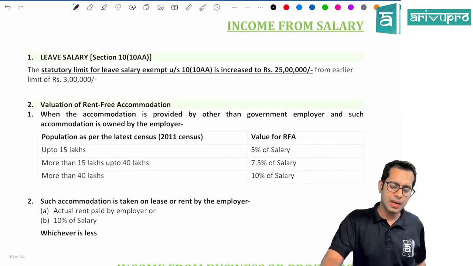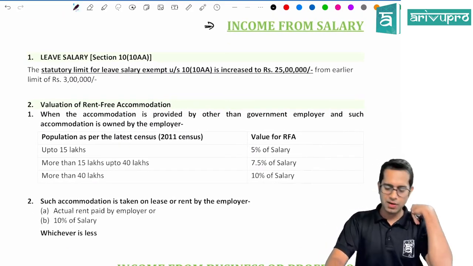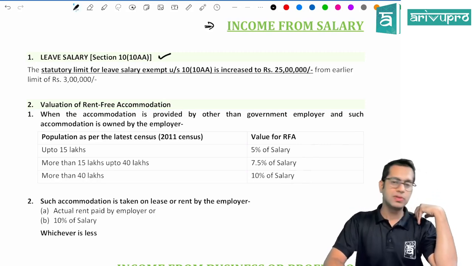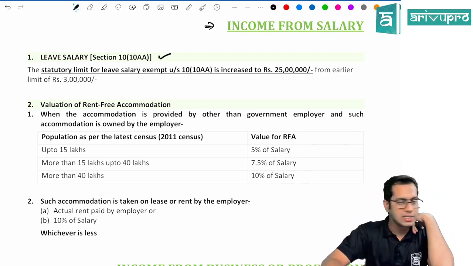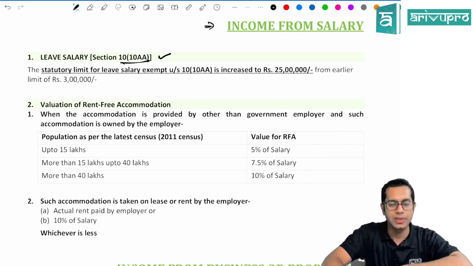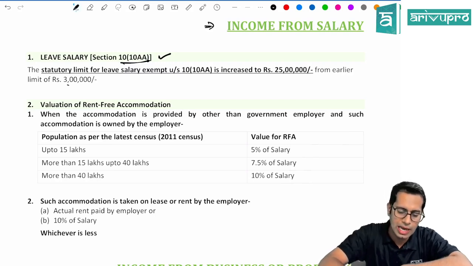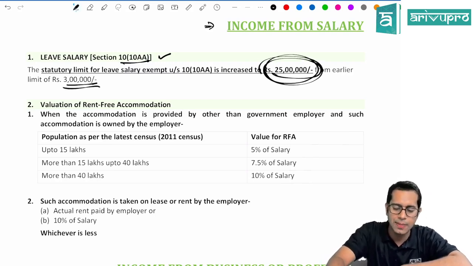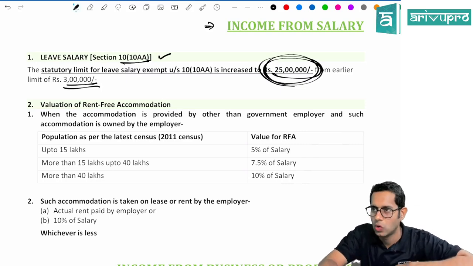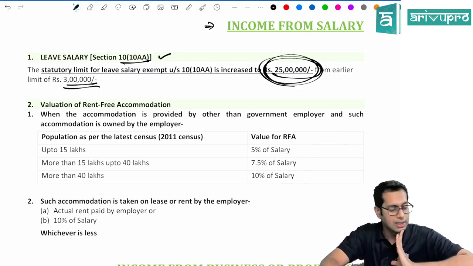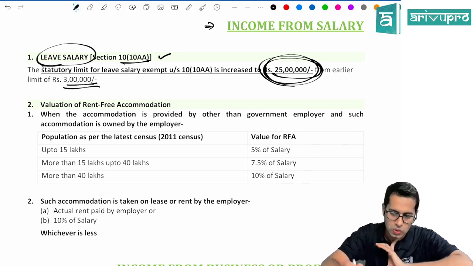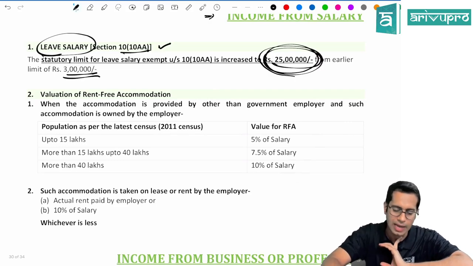Sir, is there any amendment under the head salary, income from salary? Yes. If you remember, there is a provision called leave salary. Leave salary is exempt under section 10AA. That limit was 3 lakh rupees, but now they have increased that limit from 3 lakh rupees to 25 lakh rupees. Leave salary or leave encashment, that limit has been increased up to 25 lakh.